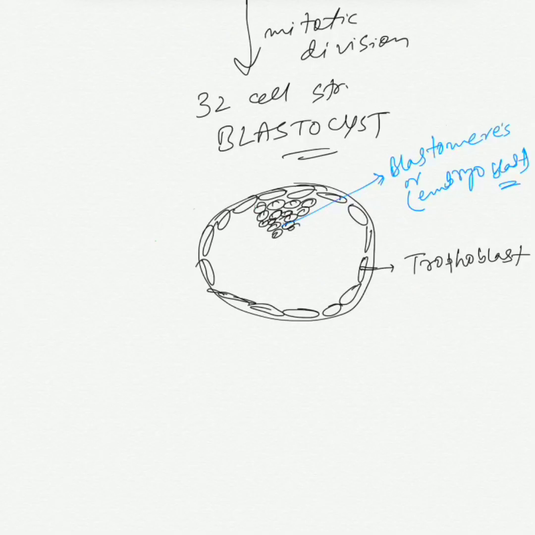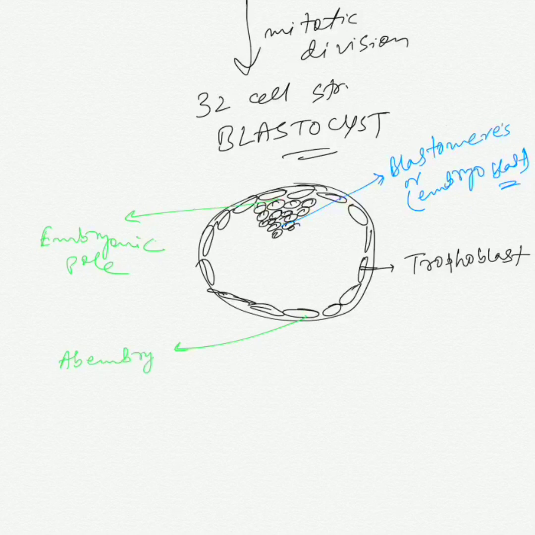There are two poles. The point at which the embryoblast gathers is known as the embryonic pole, and opposite it is the abembryonic pole. The embryonic pole attaches to the endometrium of the uterus for implantation. Now you can see here is a cavity. This cavity is known as the blastocele.